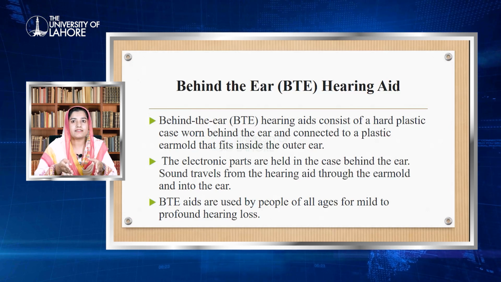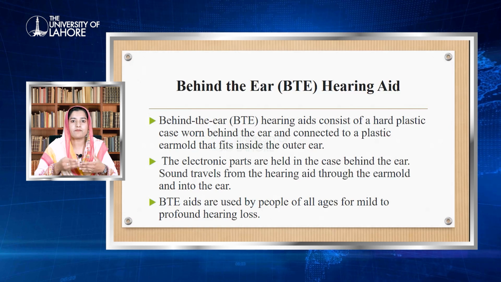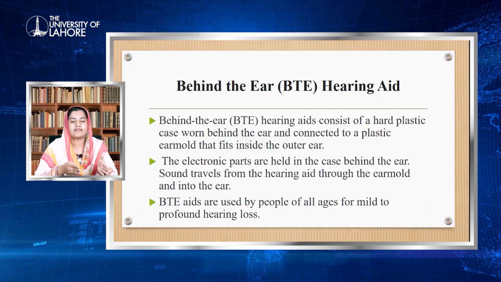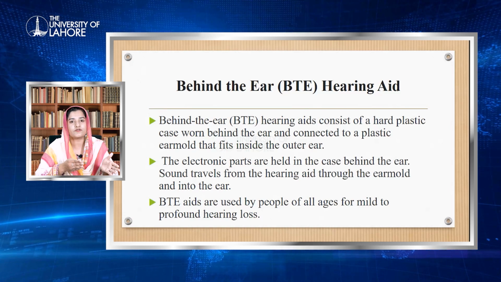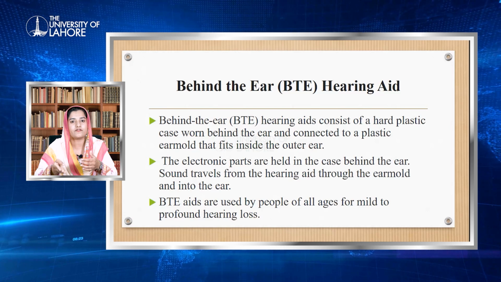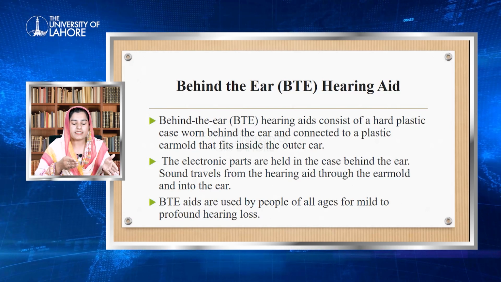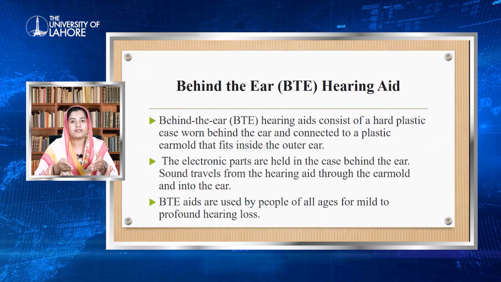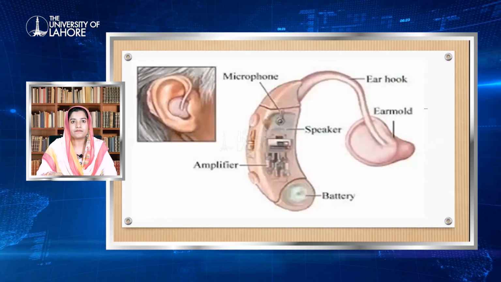BTE hearing aids consist of a hard plastic case, and the same process goes through it. The microphone receives the acoustic signal and converts it into electrical form, then the amplifier amplifies that electrical signal, and then the receiver again converts it into acoustic, and then a patient can listen to the sound through it.